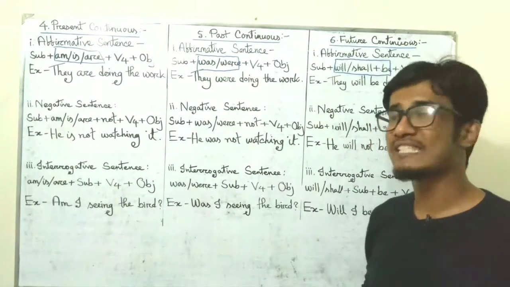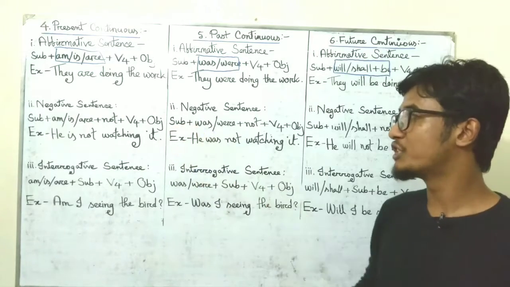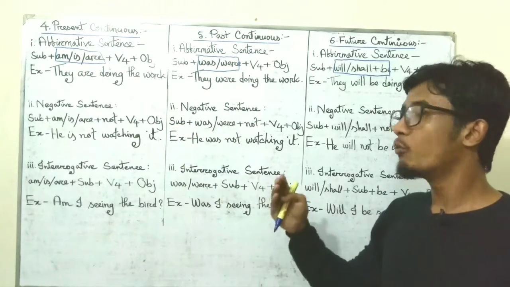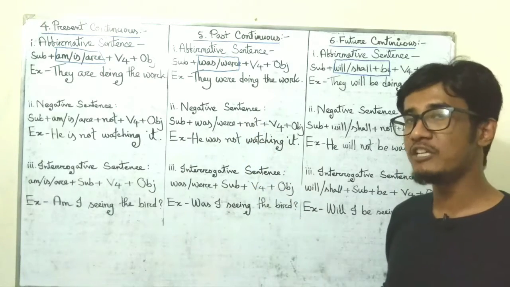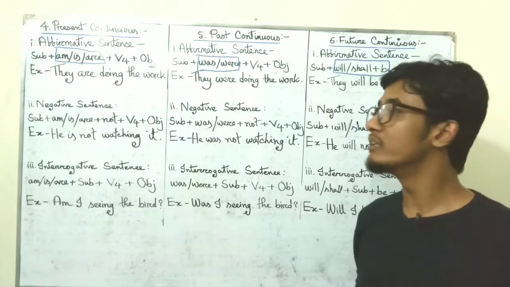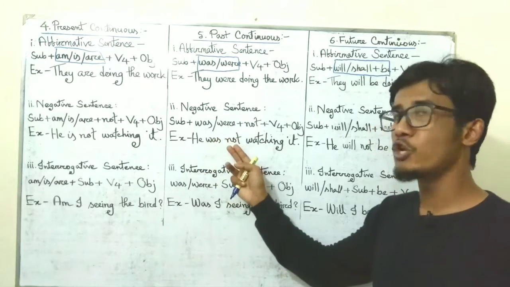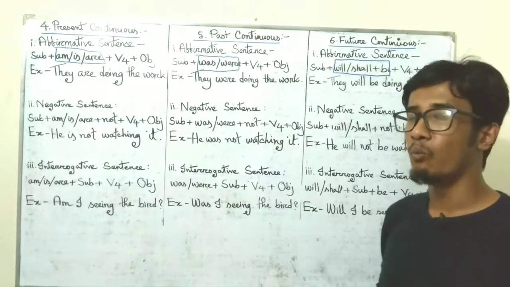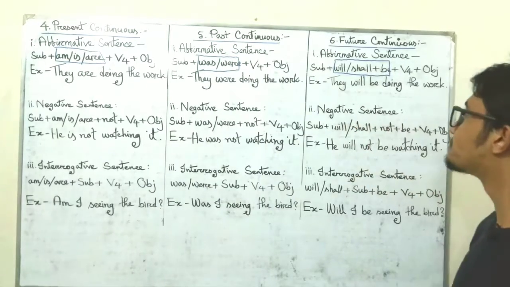In past continuous negative sentence, we begin with a subject plus auxiliary verb was or were, then not, plus verb plus ing, V4, and finally an object. So the example is subject he was not, verb plus ing, watching it. He was not watching it.